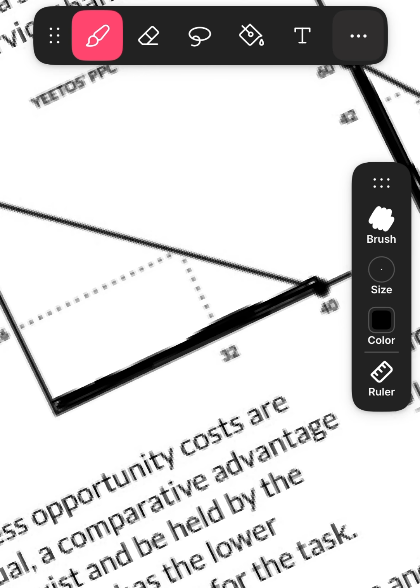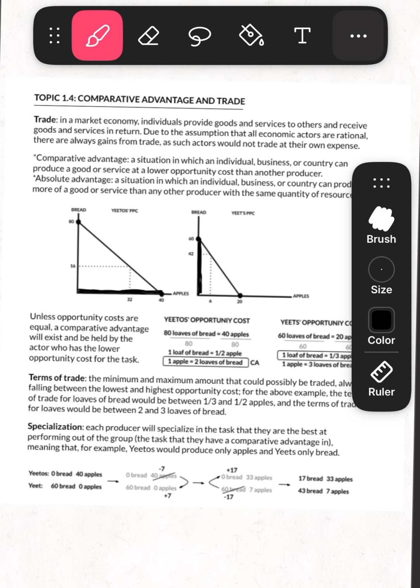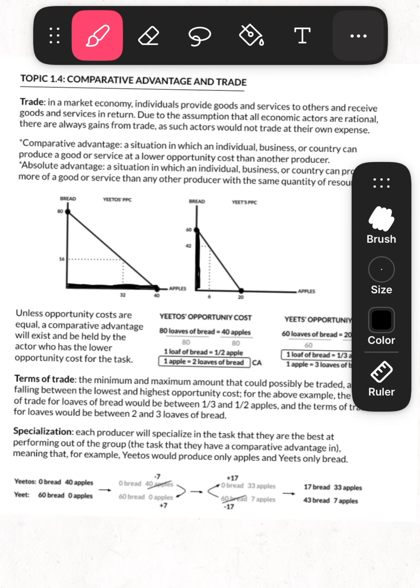And this is how we get into the idea of trade. I'll go back and look at terms of trade in a minute, because that's more about making sure your answer checks out and mathematically works.